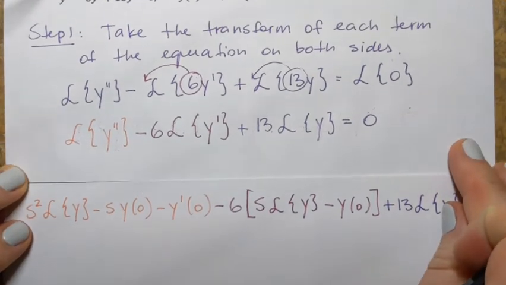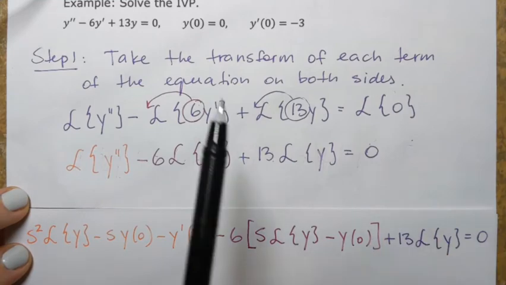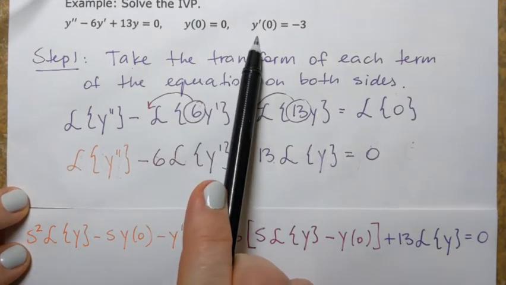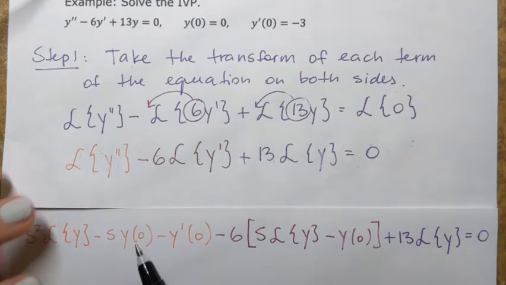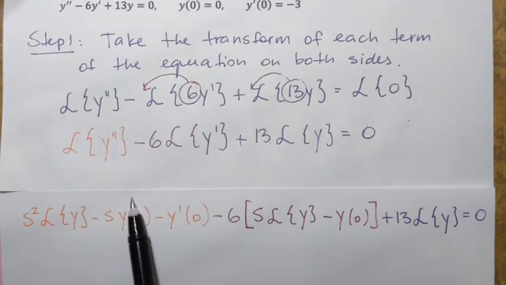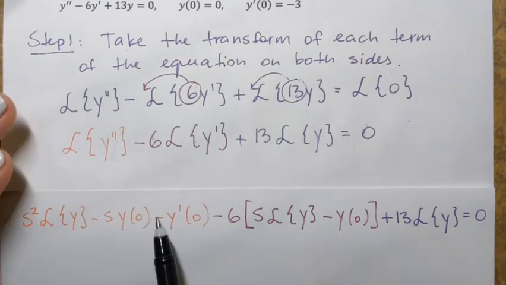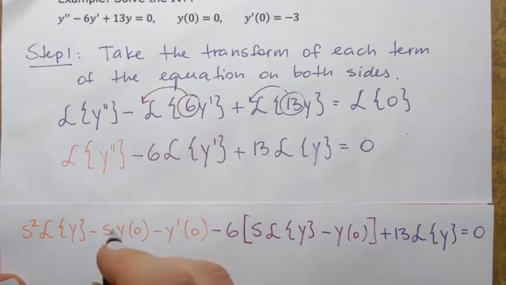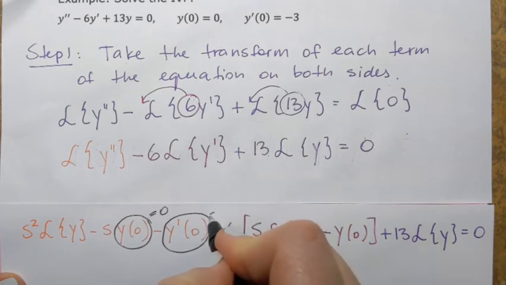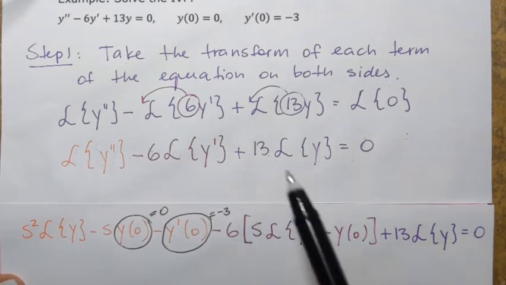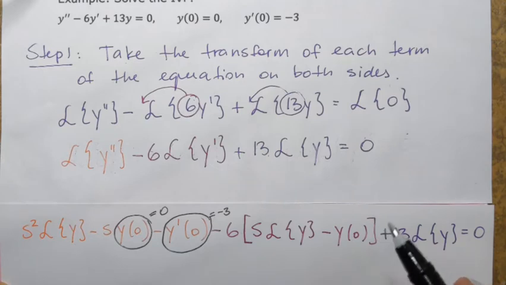And we were given the initial conditions. We were given y of 0 equals 0 and y prime of 0 equals -3. Wow, look at what we got now. See how we have y of 0 here? And we know what that equals to. So y of 0 equals 0. And then y prime of 0, so that part, equals -3, according to the initial conditions.